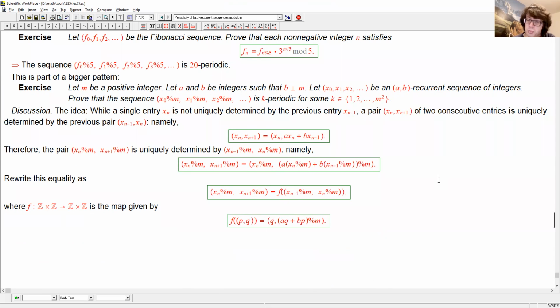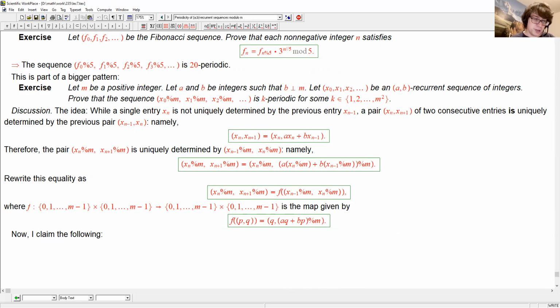Now, noticing that we're only looking at remainders modulo m, we don't need to define this on the whole integers. We can restrict ourselves to the numbers that actually appear as remainders modulo m. And these are the numbers between 0 and m minus 1. Nothing else will appear. So let's see what we know about this f.